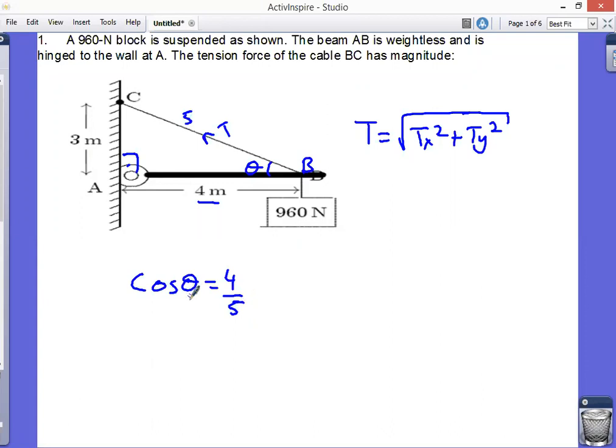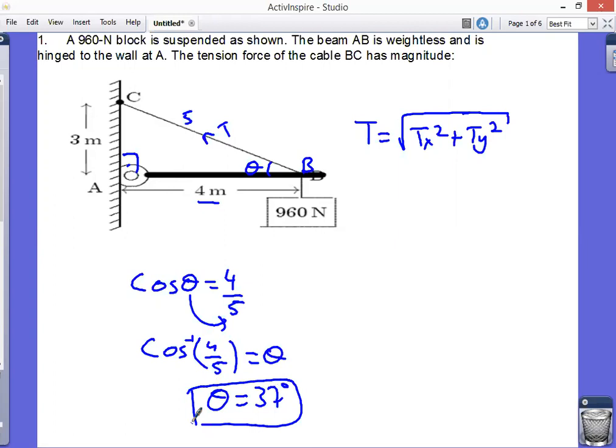Since we don't know theta, we are going to change the places: theta equals inverse cos of 4/5. So here theta will be 37 degrees.